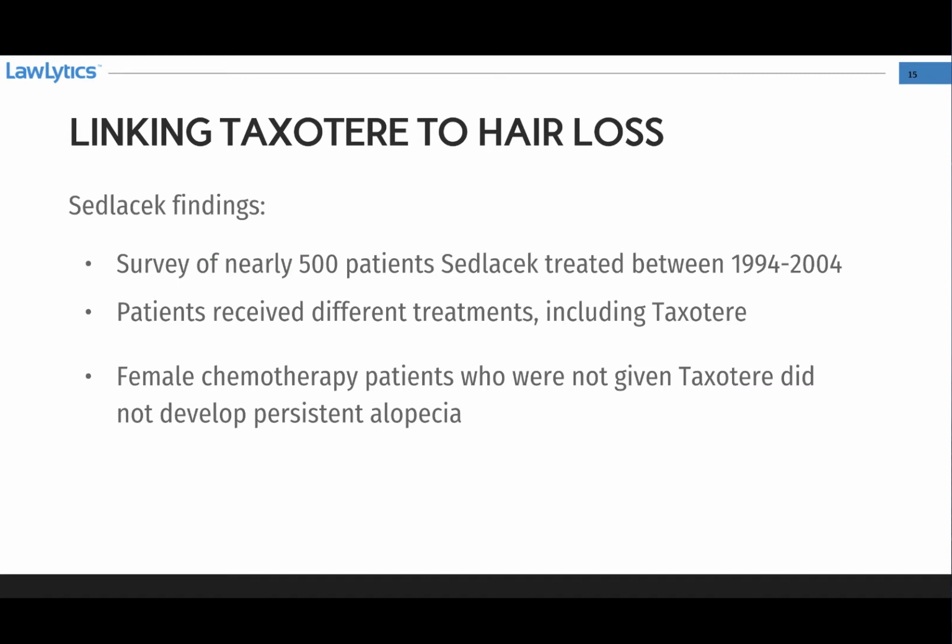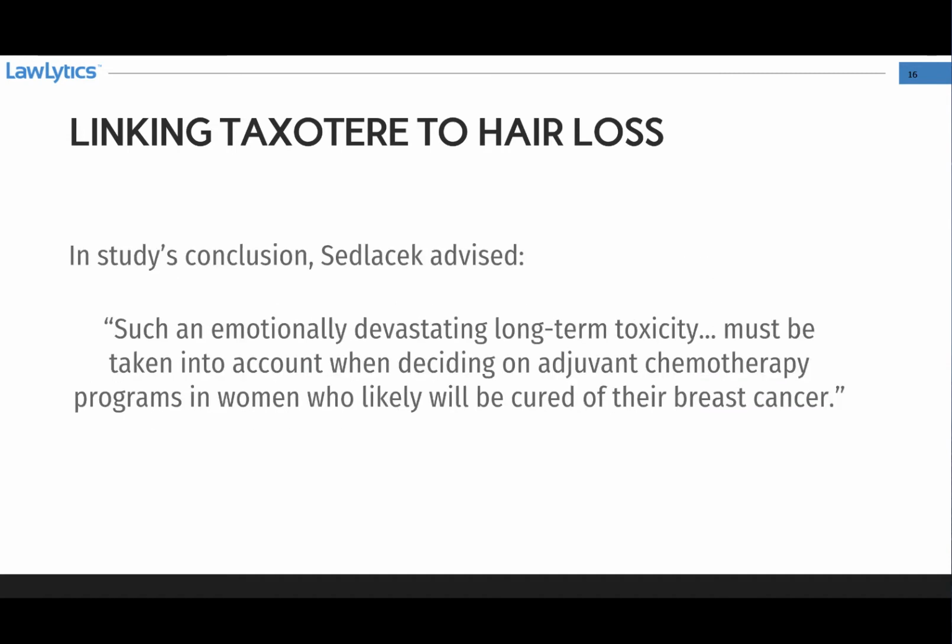The study found that, in contrast, none of the women in the groups that got chemotherapy that did not include Taxotere developed any persistent alopecia. And the study concluded, the takeaway is that Dr. Sedlacek advised that such emotionally devastating and long-term toxicity must be taken into account when deciding on adjuvant chemotherapy programs in women who will likely be cured of their breast cancer.